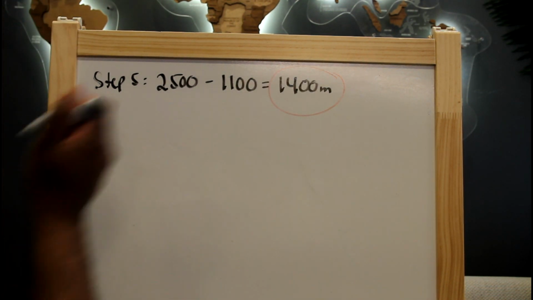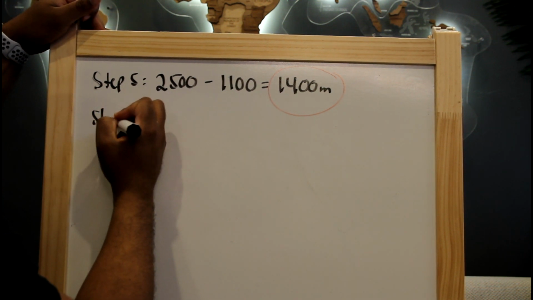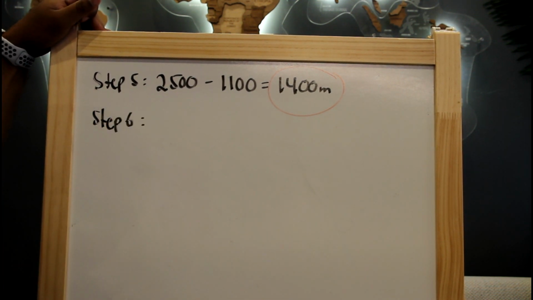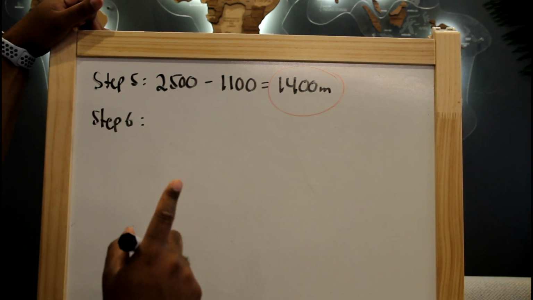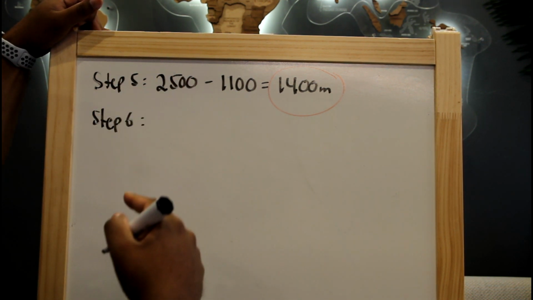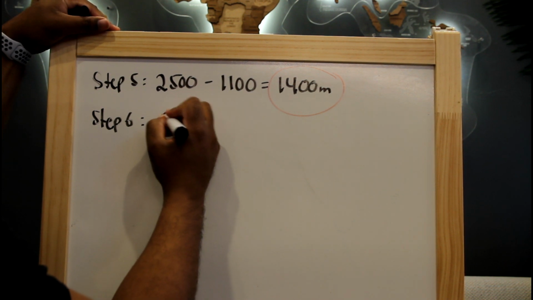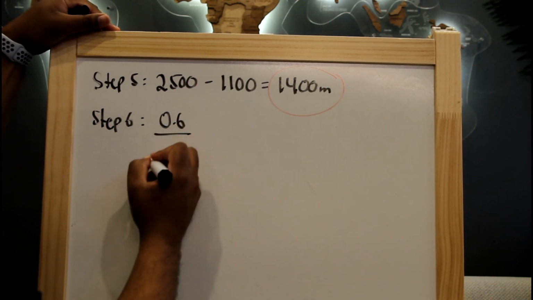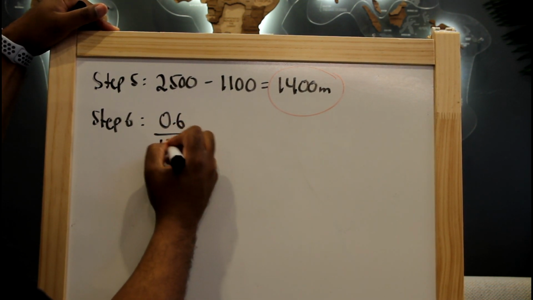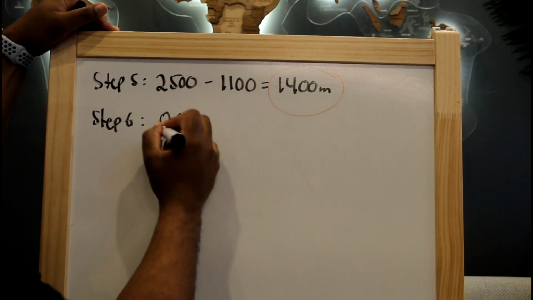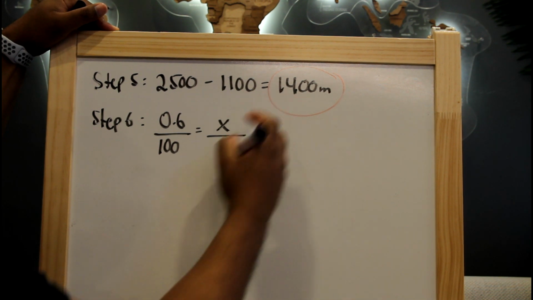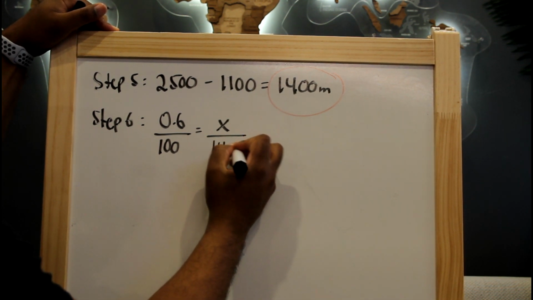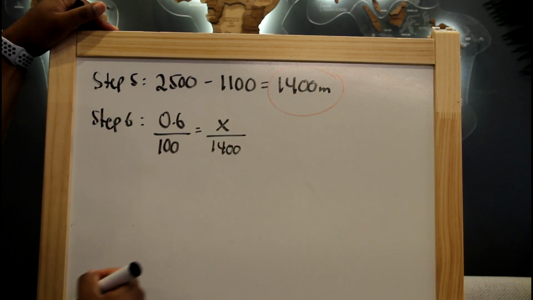Okay, now for step 6. We're going to do cross multiplication again, but instead of using 1 degree Celsius, from the condensation point to the peak, the new cooling rate is going to be 0.6 degrees Celsius. So we're going to put 0.6 over 100, because that's going to be the interval of loss. And we're going to put x over our new difference here, which is 1,400 meters. And that's the distance that we have to travel to the peak.